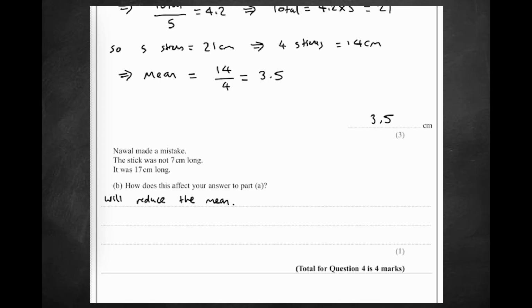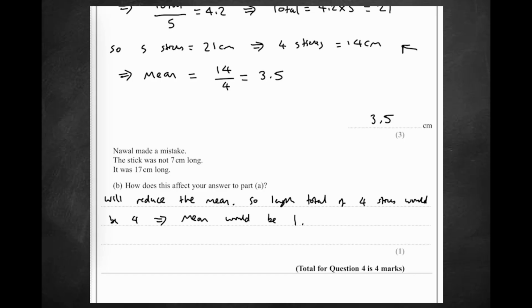And all it would be is this part of the question here. Instead of the total length of the 4 sticks being 14, it's going to be 4 instead, as we'll be taking off 17 and not 7. So the total length of 4 sticks would be 4, therefore the mean would be 1.